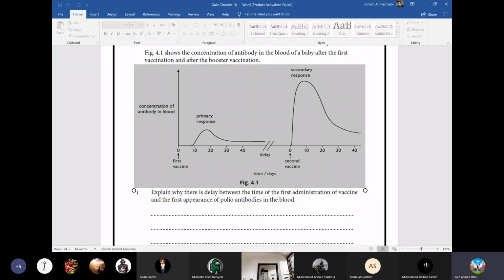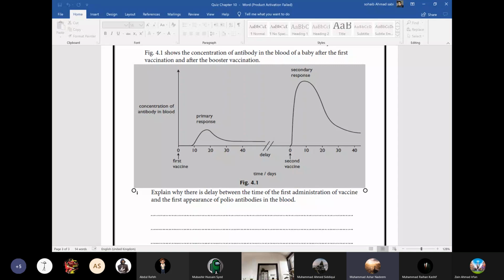The secondary response has memory cells which recognized. What is the difference you see in the graphs? Sir, there was no delay. That is the first point. Sir, more antibodies are made. More concentration of antibody in the blood.